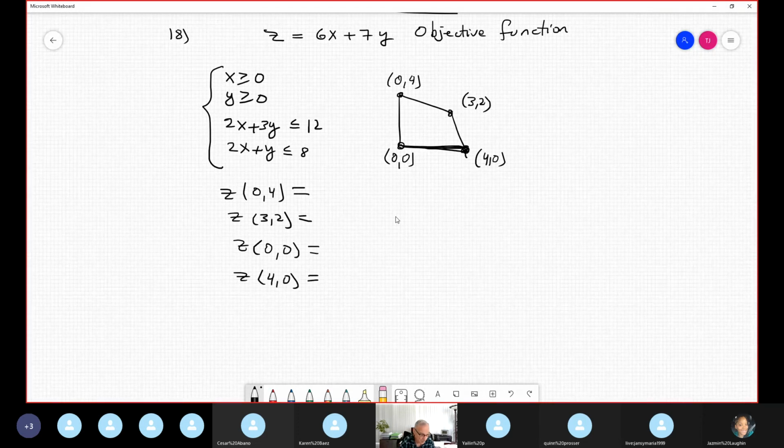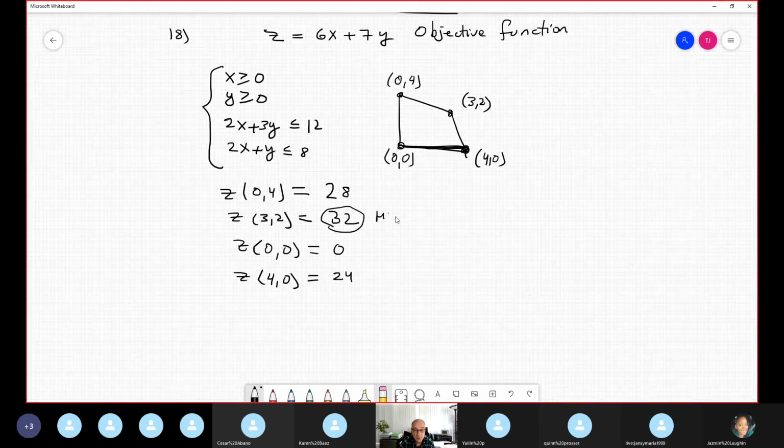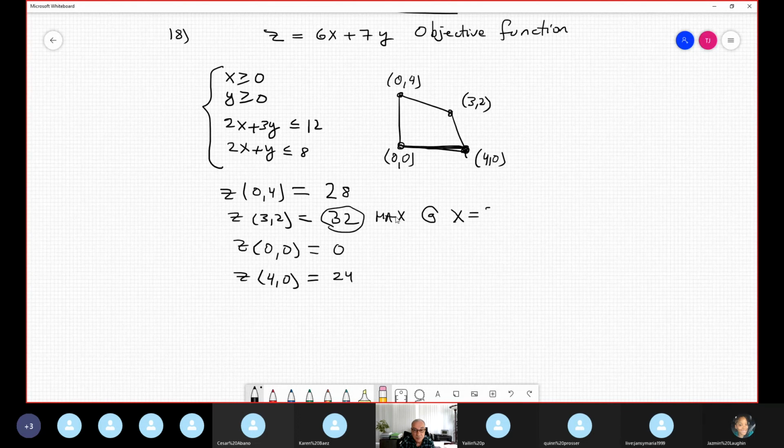Okay, I did. The answer is 28. The answer here is 32. The answer here is 0, it's obvious. And this is 24. So this is the maximum value optimization at the value x3 and y2. End the story.